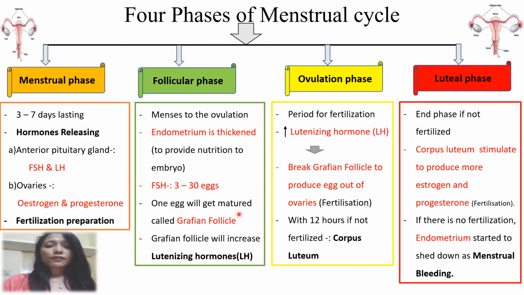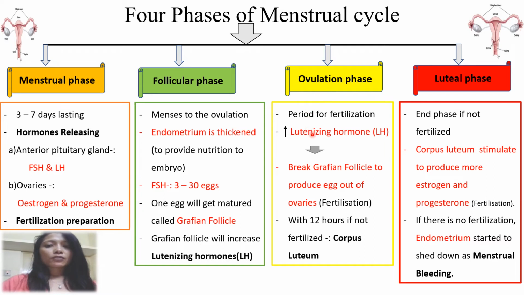And what is the Graafian follicle? It is a mature egg which is produced by the follicle stimulating hormone, and that Graafian follicle will help to increase the LH, luteinizing hormone, again. These hormones will help in the fertilization. So what will happen now in the third phase, the ovulation phase? In the end stage of the second phase, the luteinizing hormone was increased.